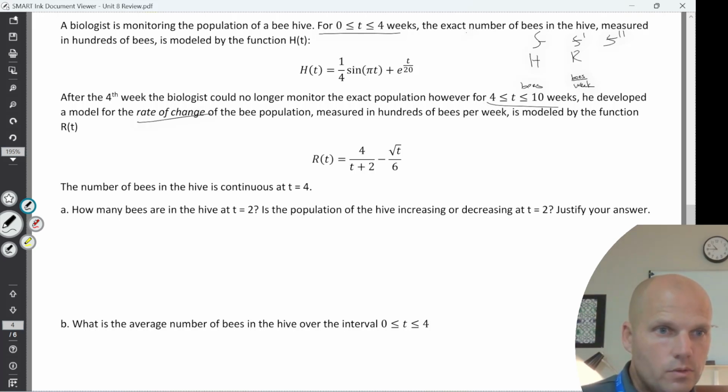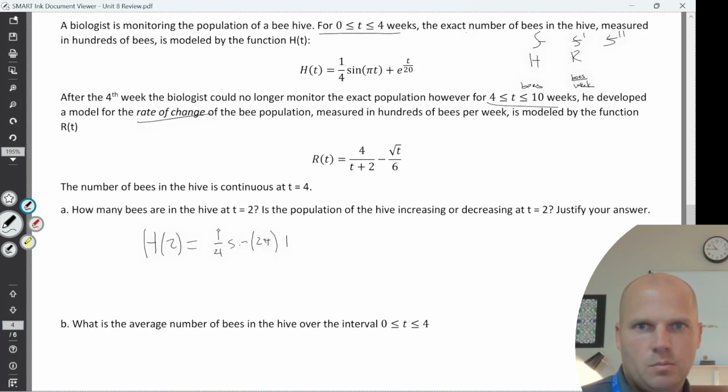Great. This is a good question. How many bees are in the hive at T equals 2? Well, H of 2. It's the total amount of hundreds of bees. So it's 1/4 sine of 2 pi plus e to the 2 over 20, which is e to the 1/10. That's not that many bees.